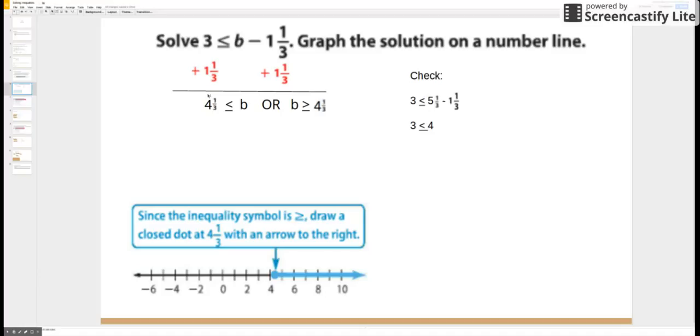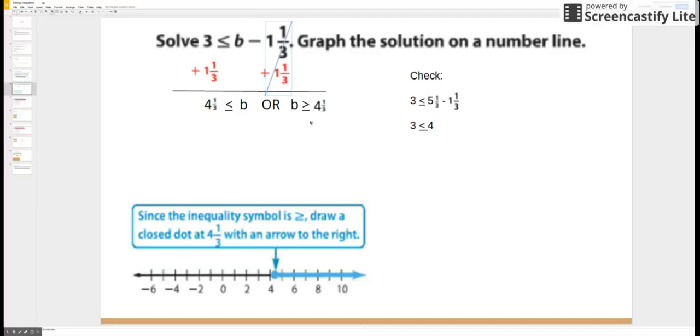Here is our next example. 3 is less than or equal to b minus 1 1/3. Graph the solution on a number line. So here we have b minus 1 1/3. How do you get b alone? You would add 1 1/3 to both sides. So that's what I do here. I add 1 1/3 on both sides, and these cancel out. And I'm left with 4 1/3 is less than or equal to b.